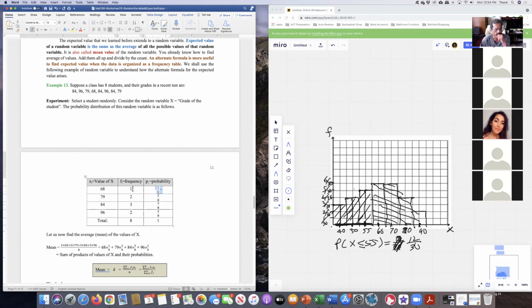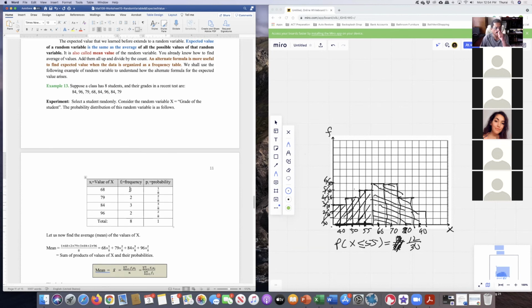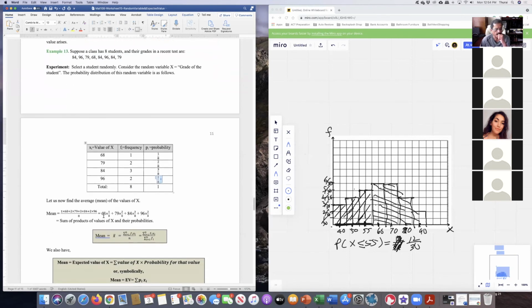And here's the probability distribution. It's 1/8, right? For this grade of 68, the probability, or in other words, if you select a random student, what is the probability the student has grade 68? It's 1/8. There's 1 is the frequency. You divide it by the total frequency. Similarly, 79 has 2/8, 84 has 3/8, and 2/8. These are the probabilities.